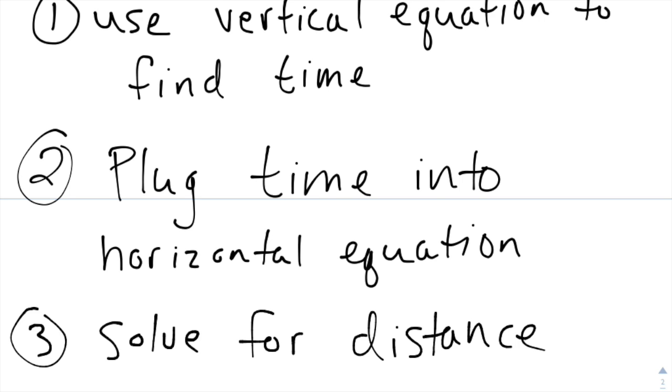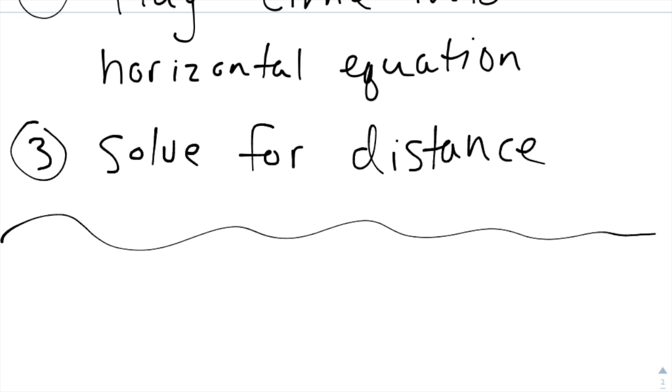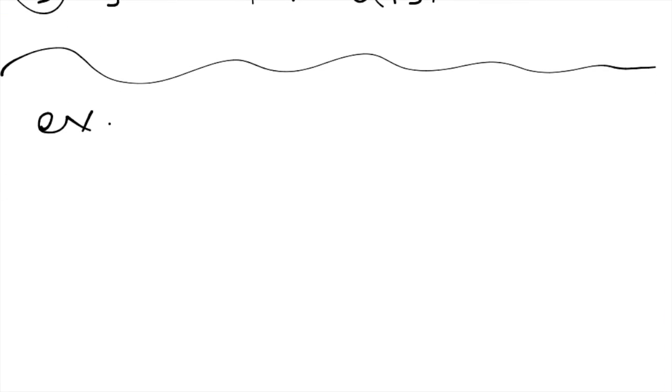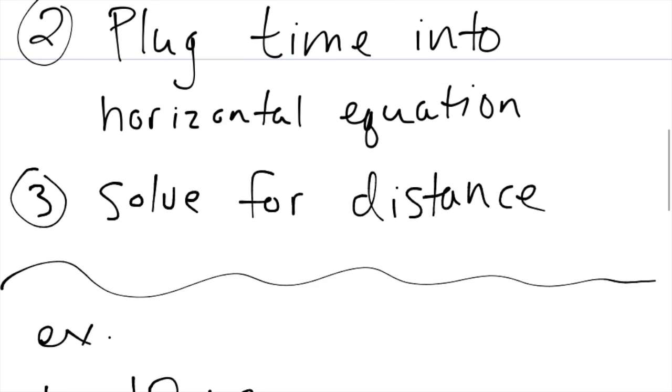All right, so now I'm going to give you an example. I told you that you're going to have givens. So right now, the height is 12 meters. The velocity is 10 meters per second. All right, so let's follow the steps.